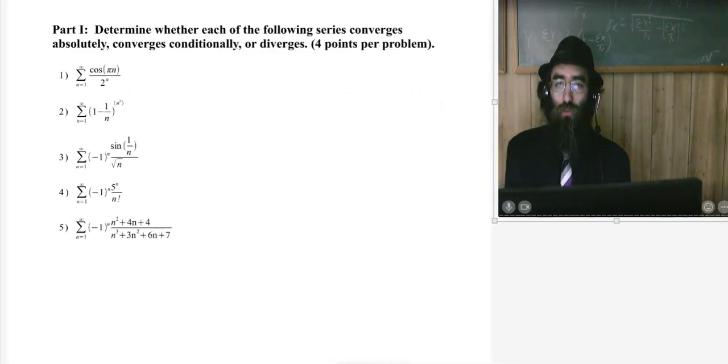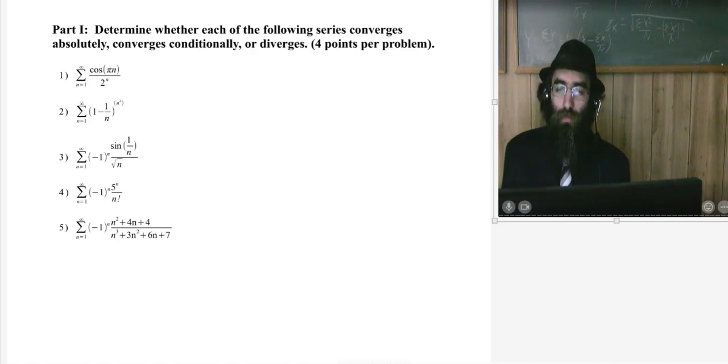So in part 1, determine whether each of the following series converges absolutely, converges conditionally, or diverges. Question 1: sum as n goes from 1 to infinity, cosine(pi n) over 2^n. Question 2: sum n goes from 1 to infinity, (1 minus 1/n)^(n squared). Question 3: sum n goes from 1 to infinity, (negative 1)^n, sine(1/n), all over square root of n.